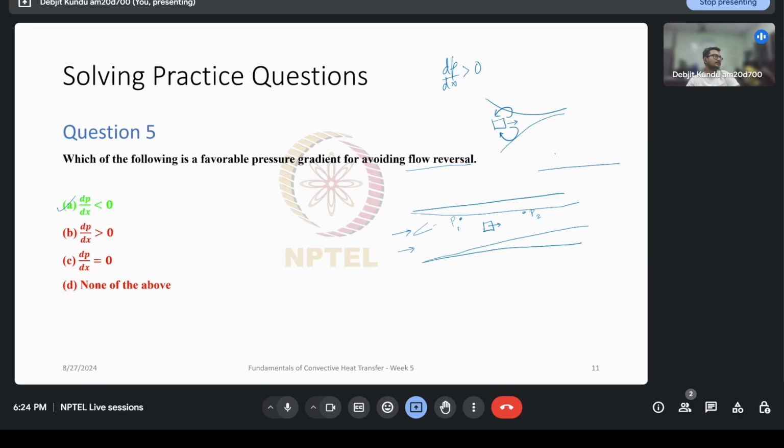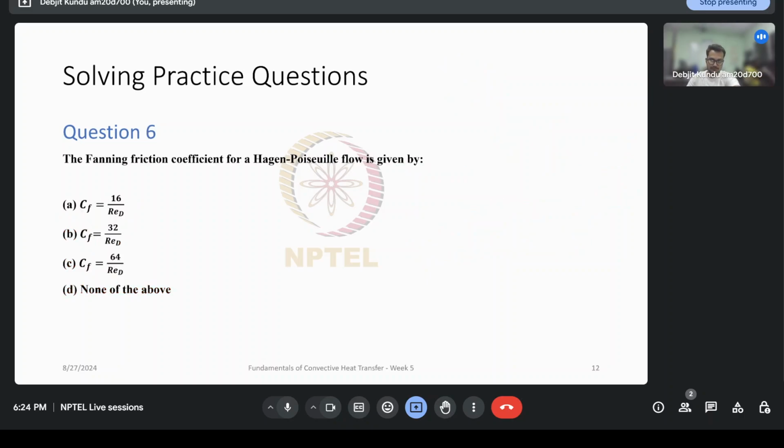So if I have an adverse pressure gradient, a boundary layer which was like this eventually becomes like this. This is known as the point of inflection, and further downstream, it becomes like this. So this is exactly what flow reversal means. And this kind of a situation arises in case of an adverse pressure gradient, not in the case of a favorable pressure gradient, where dp/dx is less than 0.